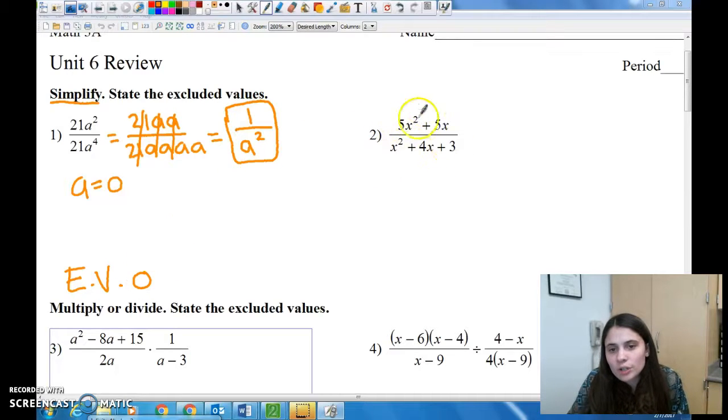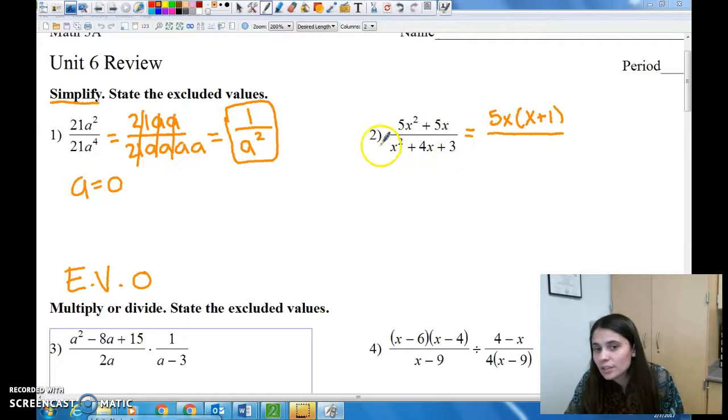Same way to start on number 2, I want everything in factored form first. So on the top, I can pull out a greatest common factor, which is 5x. And then I'm left with x plus 1. And then on the bottom, I've got a factor doing my AC method. So I need two numbers that multiply to 3 and add to 4, which is 3 and 1. So I have x plus 3 times x plus 1.